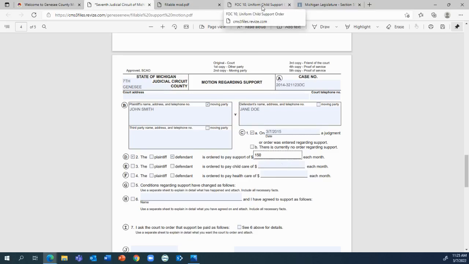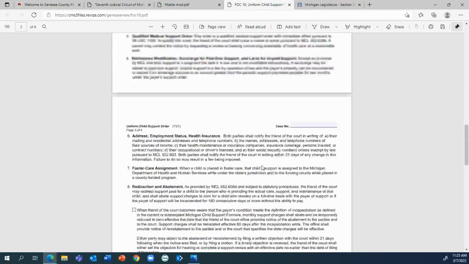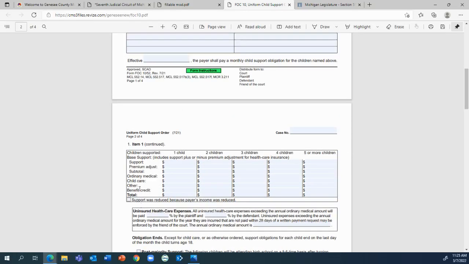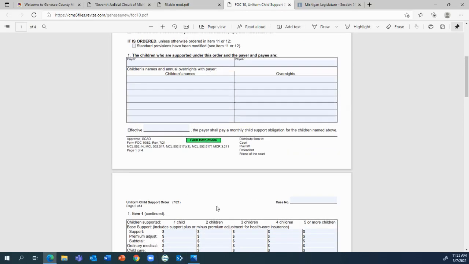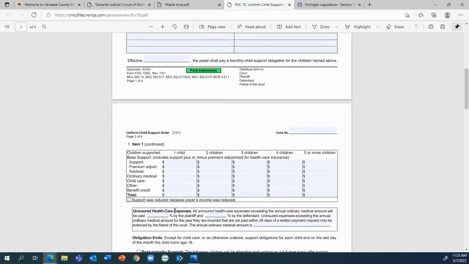Let's go back to the Uniform Child Support Order again. I'm going back to this grid here. If you're not familiar with the Uniform Child Support Order, make sure to check out our video on YouTube and on Facebook that goes over how to do a Uniform Child Support Order. And I'm going to get the child support amount by looking at this grid right here.